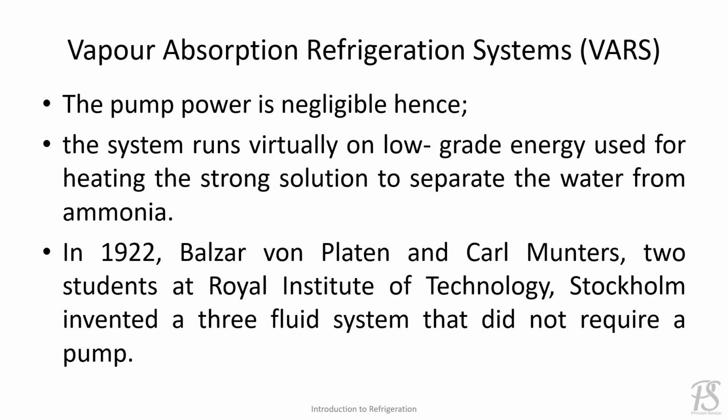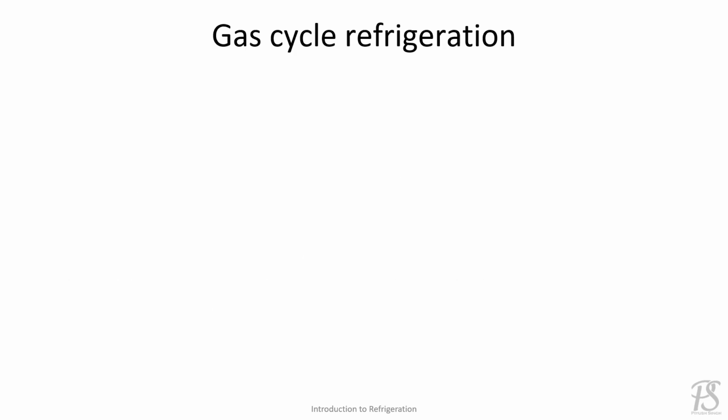The vapor absorption refrigeration system has a pump, but the pump power is almost negligible. Hence, the system runs virtually on low-grade energy used to separate the refrigerant from the absorbent. In 1922, Balzer von Platen and Karl Munters, two students at Royal Institute of Technology, Stockholm, invented a three-fluid system that did not require a pump.